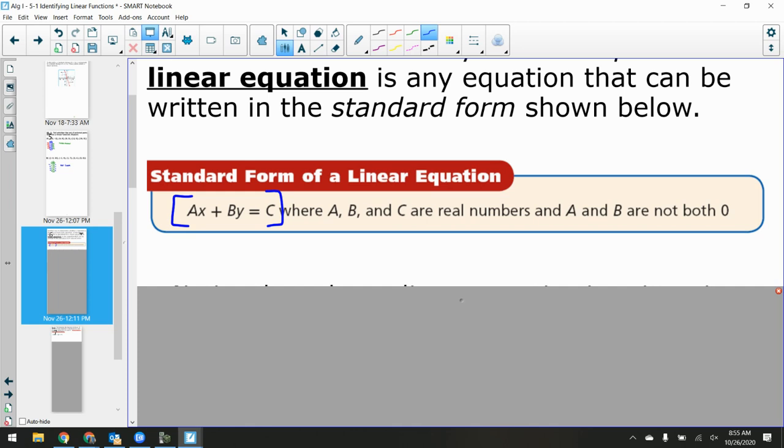This standard form is where it goes ax plus by equals c, where the a is the coefficient on the x, the b is the coefficient on the y, and the c is the constant on the right side. Notice that it has to line up. X, y, then the constant. Okay? X, then the y, then the constant. This is again what's known as standard form.